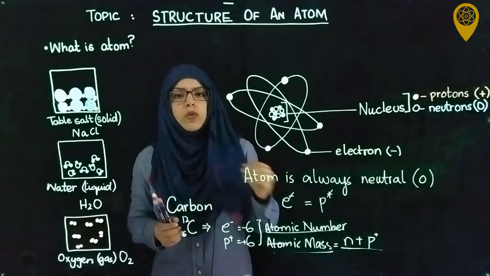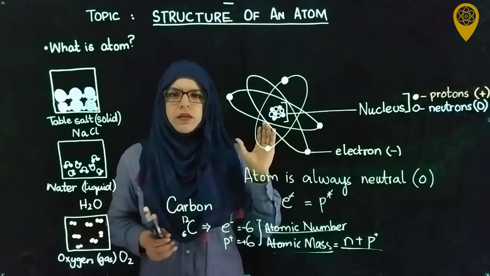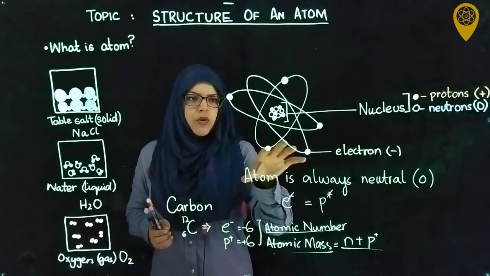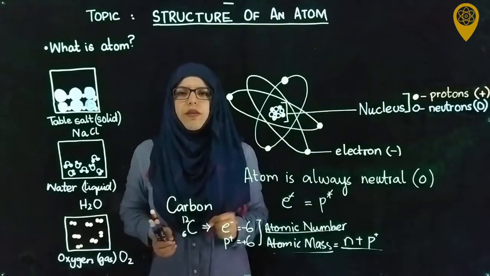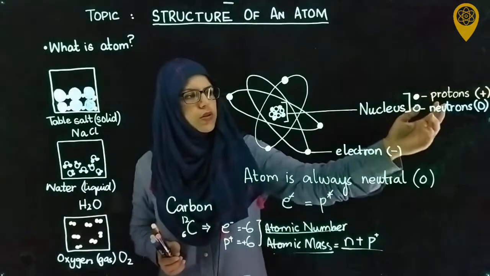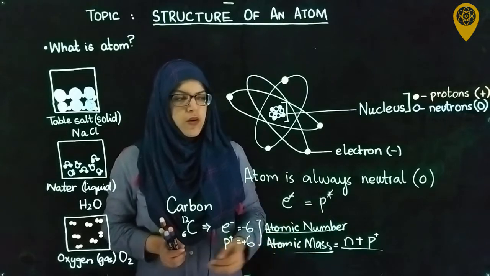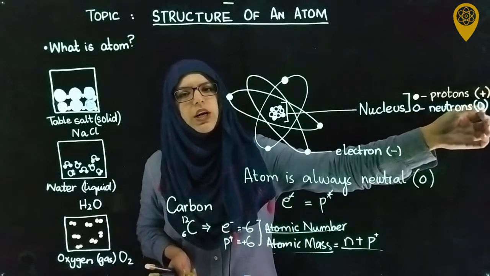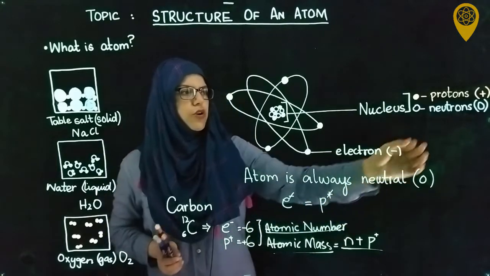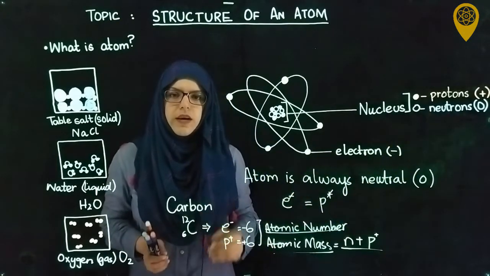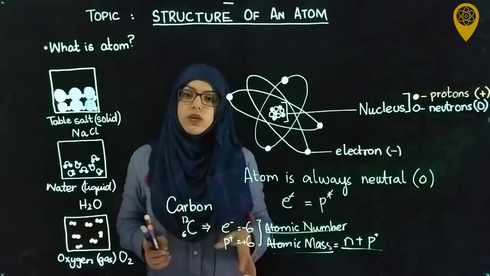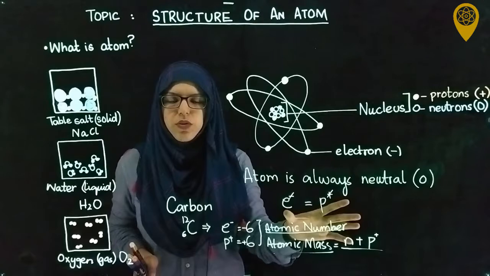Then we had a closer look on the magnified view of the model of atom. We saw that there are three of the basic subatomic particles present in the atom, that is the proton, neutrons and the electrons. We studied that protons are positively charged, the electrons are negatively charged particles, while the neutrons do not carry any charge and they are neutral in nature, that is why they have zero charge on them. Then we also studied that the atoms are always neutral in nature.